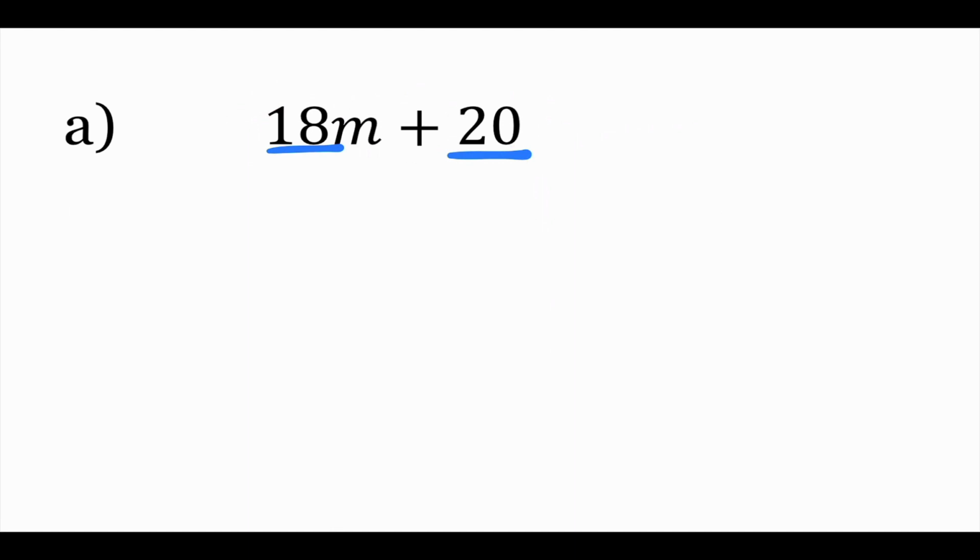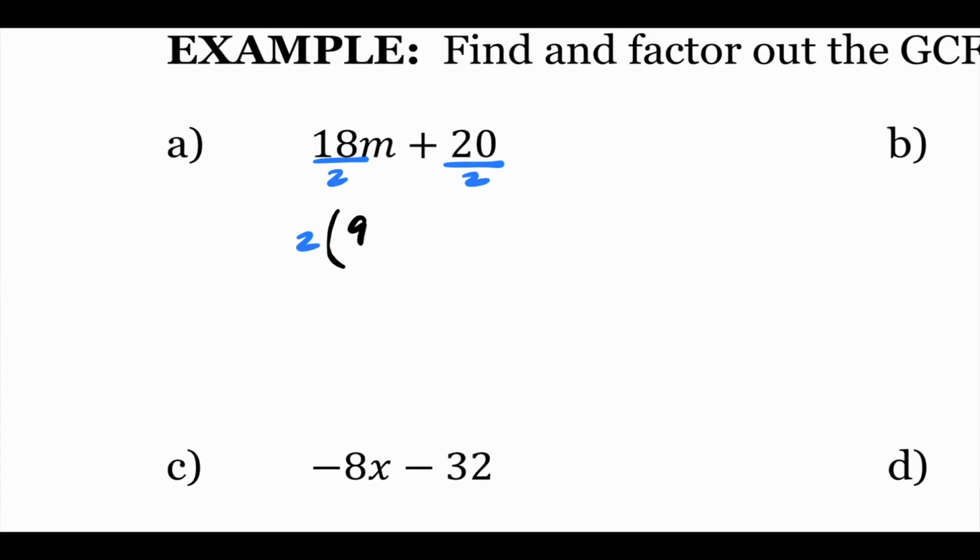2. Yeah, I think it's going to be 2. So we're going to divide both of them by 2. That's what GCF is. GCF is just dividing. So when I do that, I write a 2 out in front, and then I put parentheses. So when I divide 2 into 18, I get 9M, plus, and then 2 goes into 20, 10 times. So that's factoring out the GCF.